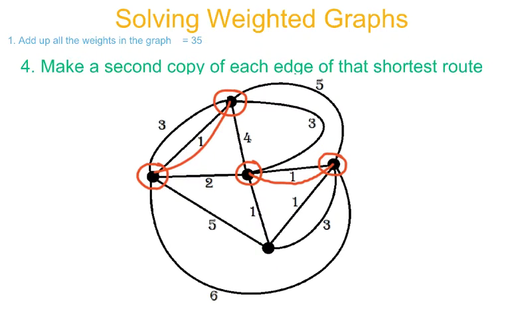Number 4, we need to make a second copy of each edge of that shortest route. So we already kind of have made that copy, but to be really literal, we want to make sure that we have the weights copied as well.